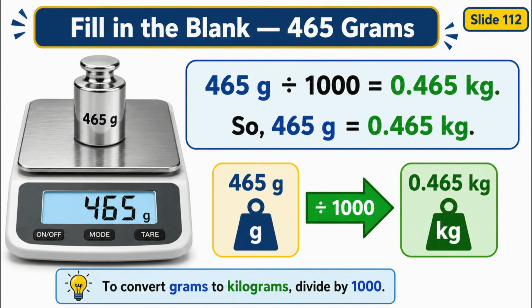Fill in the blank. 465 grams. To convert grams into kilograms, divide by 1,000. 465 divided by 1,000 equals 0.465. So, 465 grams equals 0.465 kilogram.